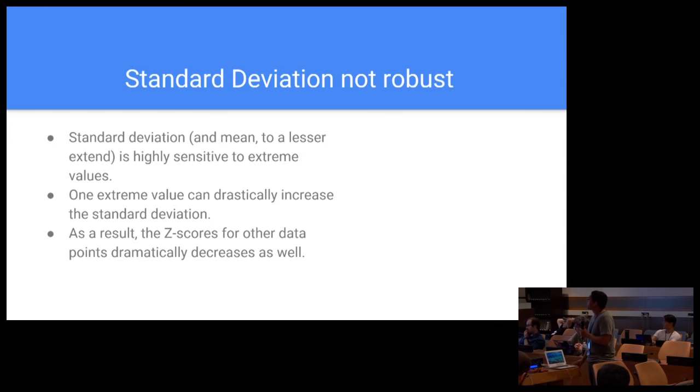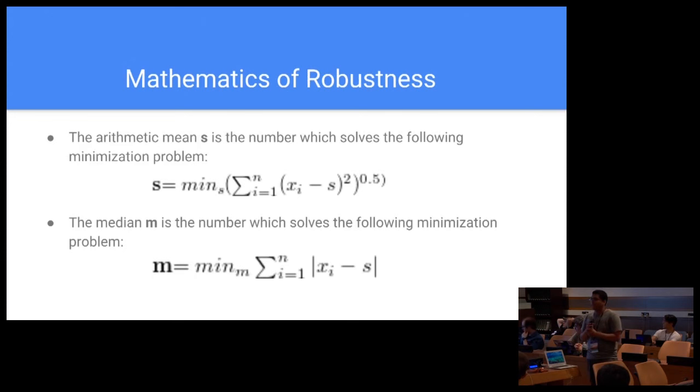To get into the quick mathematical theory, why does this happen? What is the mean? If you're given a set of numbers, you want the mean as a summary statistic, a number that describes the set. And arithmetically, the mean is a number that solves an optimization problem. You can think of your set of numbers as a vector in some data space, a vector space. And the mean is basically a number s that minimizes the distance from the vector in the L2 norm.